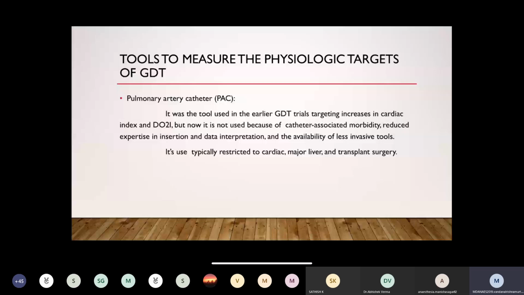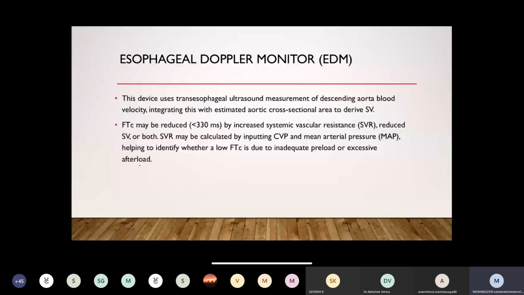This device uses transesophageal ultrasound to measure the descending aortic blood velocity and integrates this with the estimated aortic cross-sectional area to derive stroke volume. The FTc, nothing but the systolic flow time corrected by heart rate, may be reduced by increasing the systemic vascular resistance or by reducing the stroke volume or both. To identify the cause of reduced FTc, we must check the CVP and mean arterial pressure. If there is an increase in CVP and mean arterial pressure, then it is due to excessive afterload. If the CVP and mean arterial pressure are low, then the low FTc is due to inadequate preload.